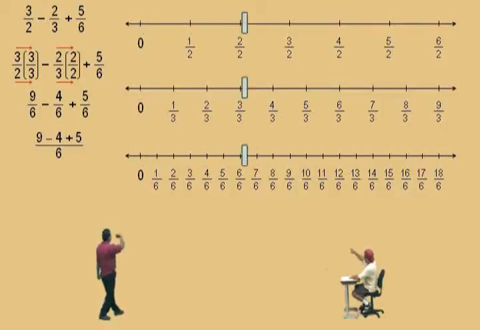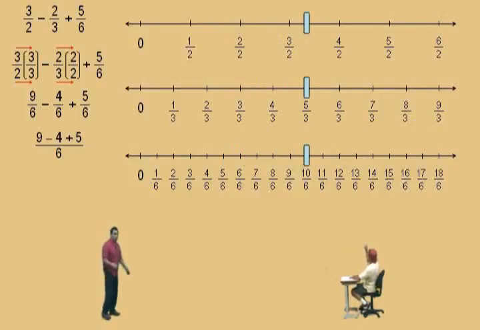So here it is again. We take 9, subtract 4 plus 5, but it's all over 6. And so our answer is 10 over 6. Now, just like in the last video, we saw that 10/6 can be written as what, Charlie?